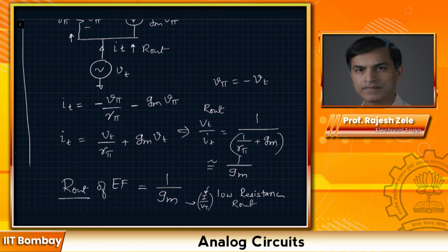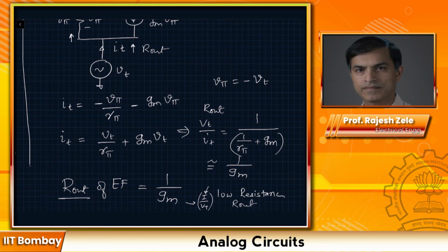So where do you really need this kind of circuit? Because in this particular circuit, as I said, even though we call it common collector amplifier, it's really not amplifying. It's only giving you unity gain from input to output. However, the feature of this amplifier is that we have a very low output resistance.